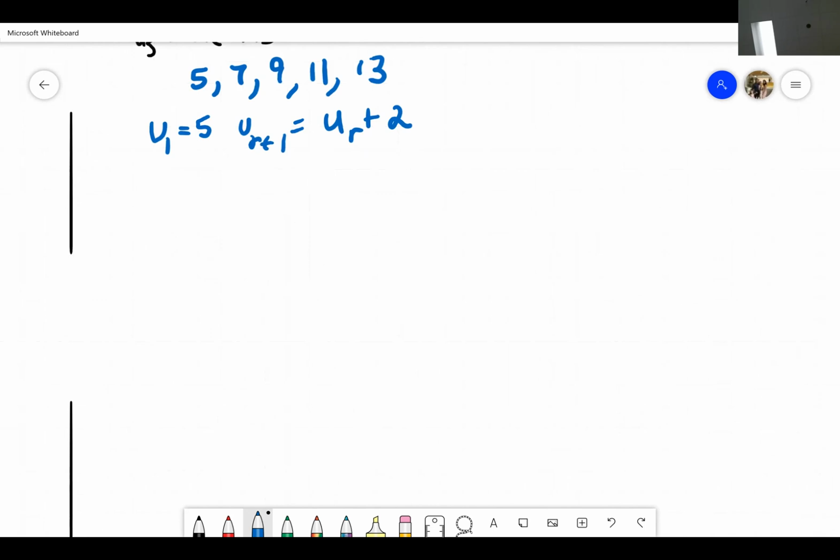Okay, so now let me give you another one, and let's see if you can do it. It looks disgusting to me, but let's see if we can do it. It says u of r equals 2 times 3 to the r. So let's do that. Get the first 5 terms, and then once you get those terms defined, get the inductive definition.